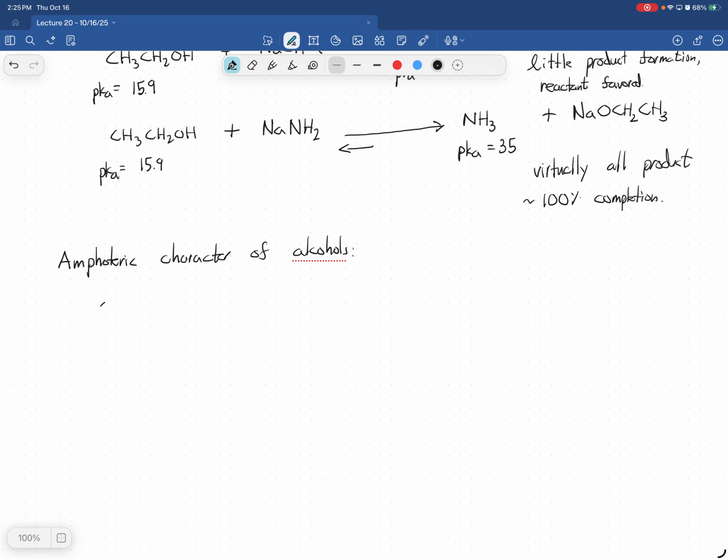All right, so let's list our alcohols. So we have methanol, all right, so we said one direction was acidic, right? What do you think is the basic direction?